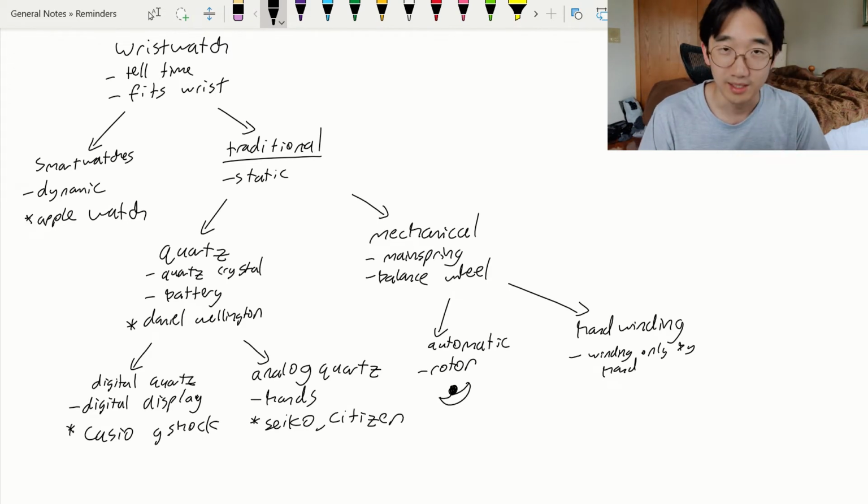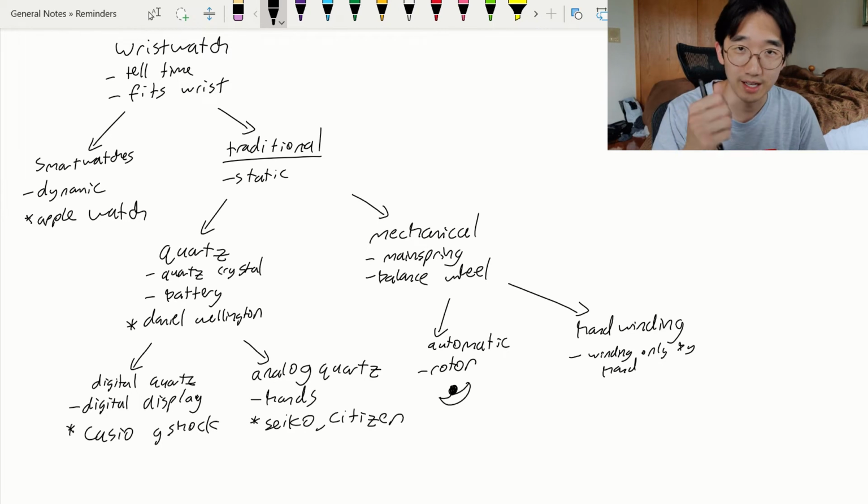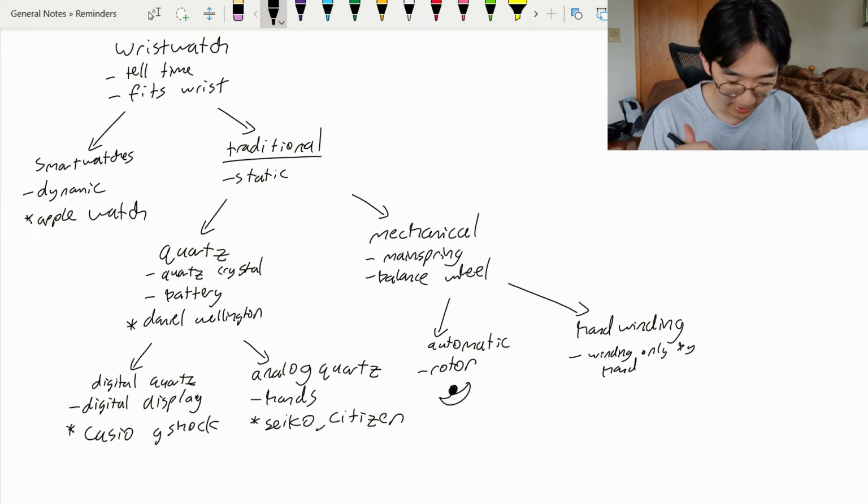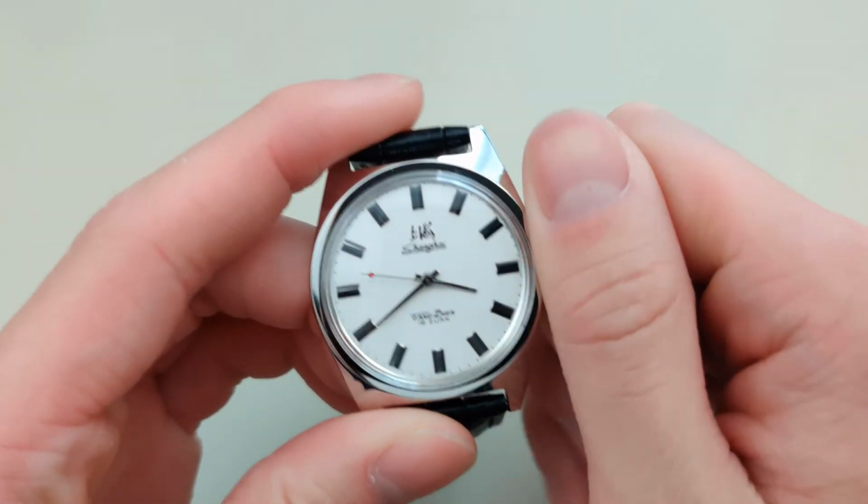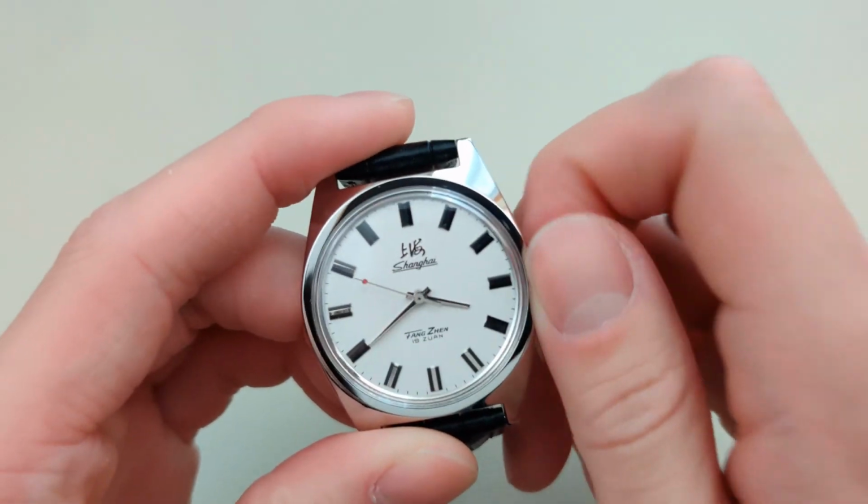And typically what this means is that you wind it using the crown. So you just literally take your hand and you wind it, kind of like a wind-up toy. Now some automatic watches can also hand wind as well. So when I'm talking about a hand winding mechanical watch, that means there's no rotor.